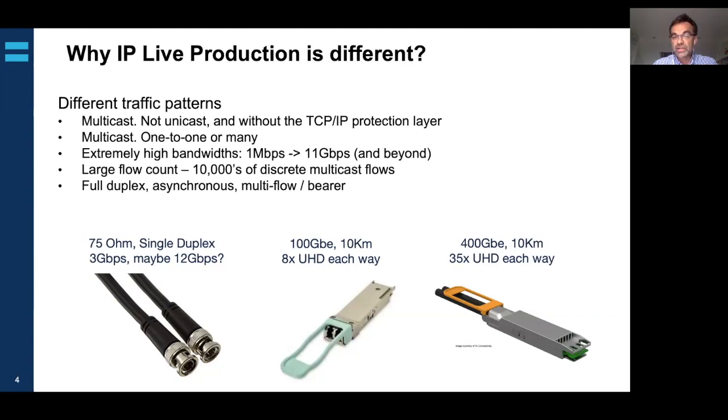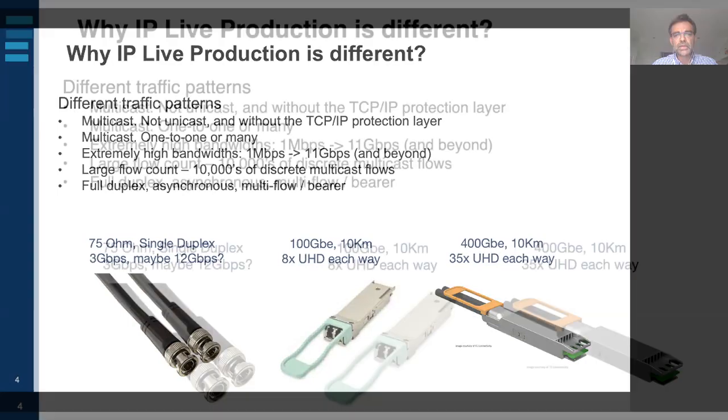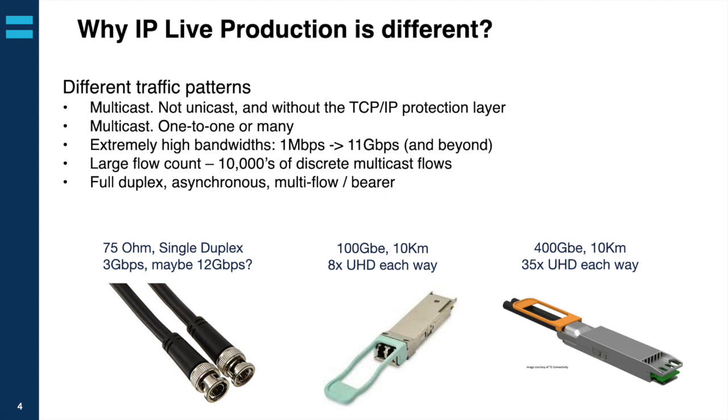Extremely high bandwidths, anything from a megabit per second for an audio flow or a compressed flow up to 11 gigabits for a 5994 UHD, and of course up to 40 odd gigabits for a UHD2. Large flow counts, enormous flow counts, tens of thousands in big systems of discrete multicast flows. So in terms of table sizes and the ability for the infrastructure to cope, it's not the same as a campus switch. It's not the same as an enterprise switch. These are completely available off the shelf COTS kits, but it's not just any old switch.